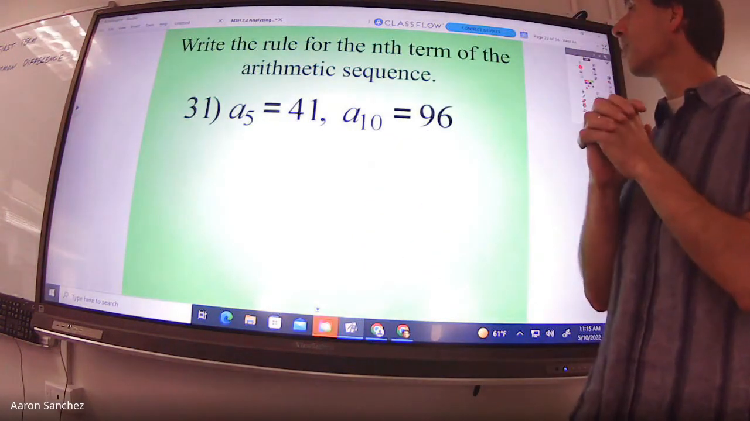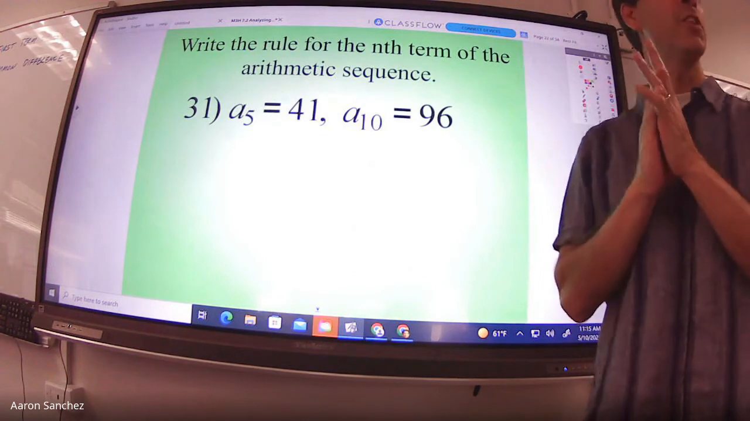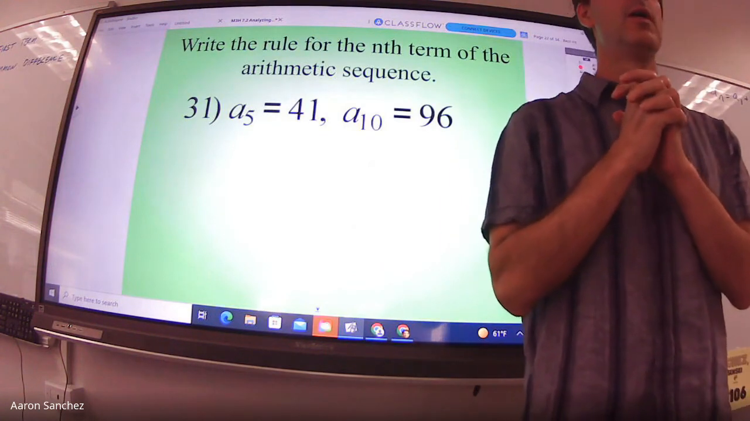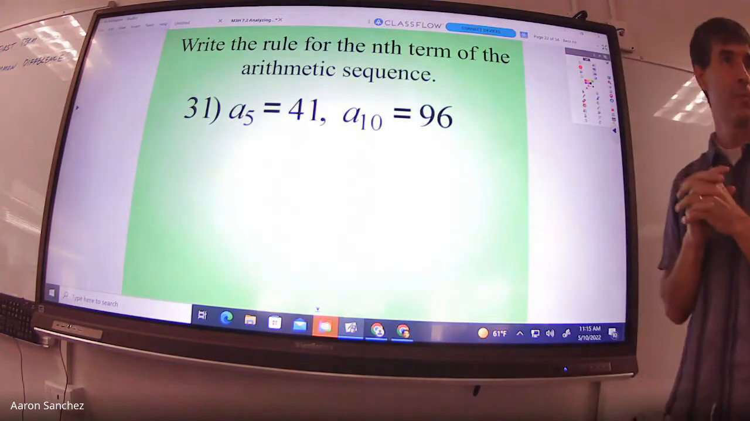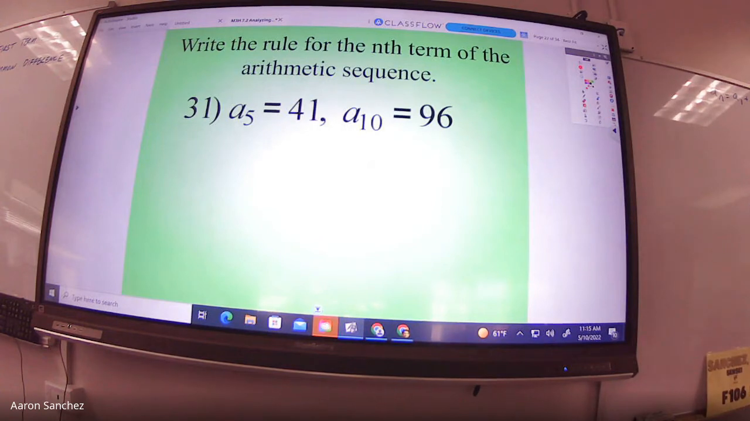Write the rule for the nth term of the arithmetic sequence. Am I given the first term? No. Am I given the common difference? No. So I'm not given either of them. This is going to be a lot of calculations. We can break it down into 3. One, let's find the common difference, which we haven't done yet. Then we find the first term. Third part, just plug it in the formula, which we've done. We just have to do the common difference.